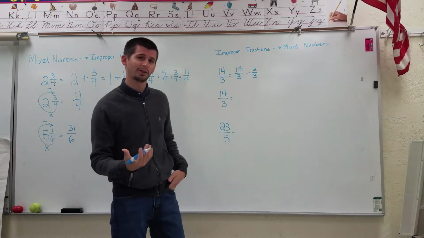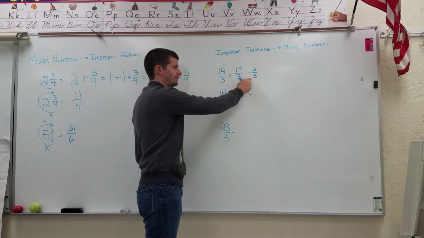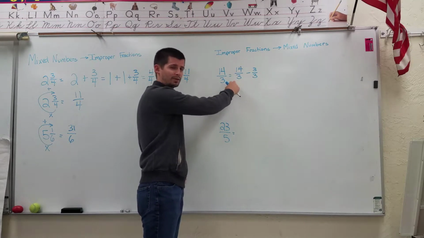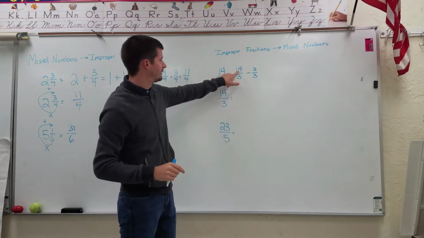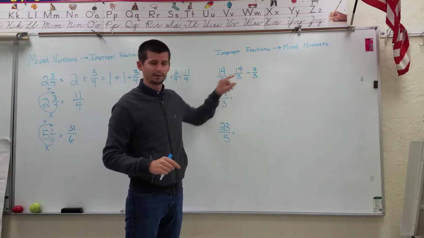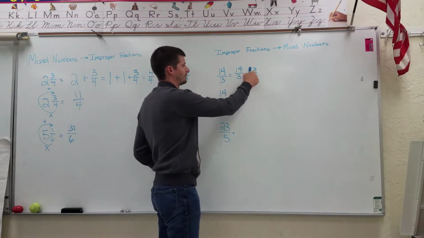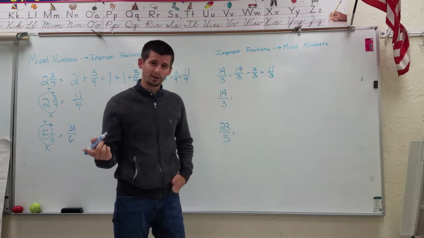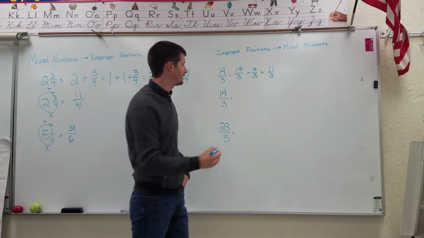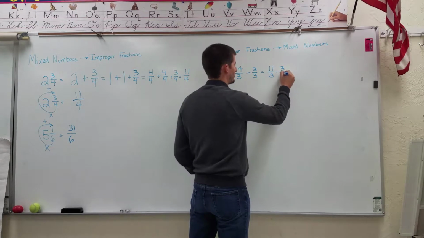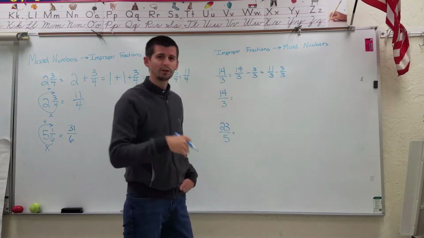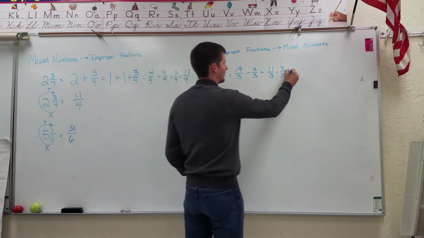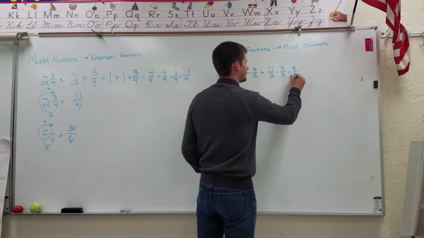I chose 3/3 because my denominator is 3, so I want to make sure I have the same denominator, and then I just need to subtract the numerators. All right, so 14 minus 3, that would be 11/3. I notice the numerator is still larger, so I can take out another whole. So I'm going to take out another 3/3. All right, now I'm left with 8/3.